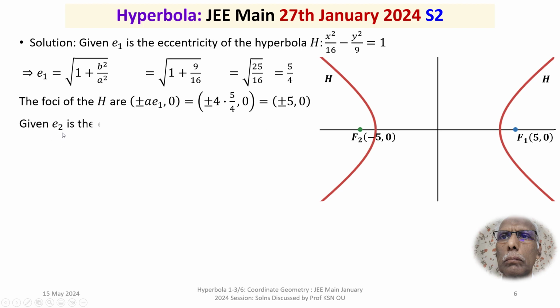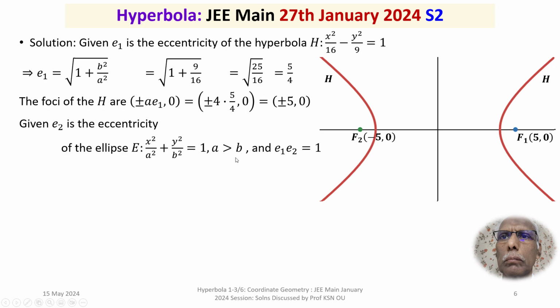Right. Given E2 is the eccentricity of this ellipse E given by x square by a square plus y square by b square is equal to 1, where a greater than b, and it is further given E1 E2 is equal to 1. We will use this E1 E2 is equal to 1, and we know E1 is equal to 5 by 4, we find E2. So E2 is equal to 1 by E1, that is equal to 4 by 5, right, less than 1.